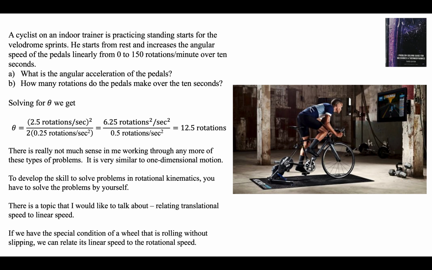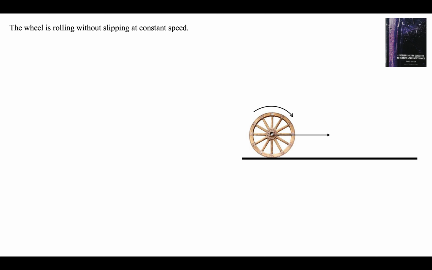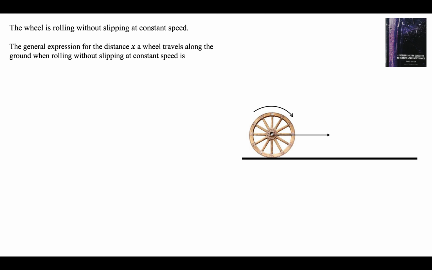If we have the very special condition of a wheel rolling without slipping, then, and only then, we can relate its linear speed to its rotational speed. You can imagine if a car is rolling along, the wheels are rolling, the faster the car's going, the faster the wheels are turning. There's a direct connection there. All right, so here's a wheel rolling along without slipping at constant speed.